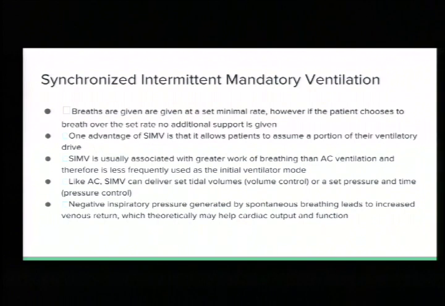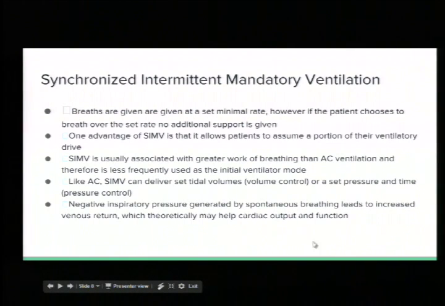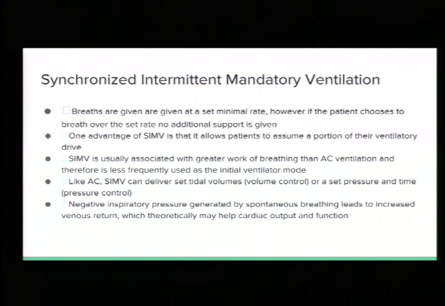Because the negative inspiratory pressure generated by the spontaneous breathing and not assisted leads to increased venous return, theoretically, they may do better from a cardiac standpoint long term if they're switched to this after their initial placement. But the big thing to think about is if they're on this and they're breathing at 14 and you've set your rate at 10, you are only getting 4 independent breaths. All other 10 will be assisted. So anything above your set rate is unassisted ventilation. Where in assist control, they're breathing at 14, they're getting complete assistance with all breaths.